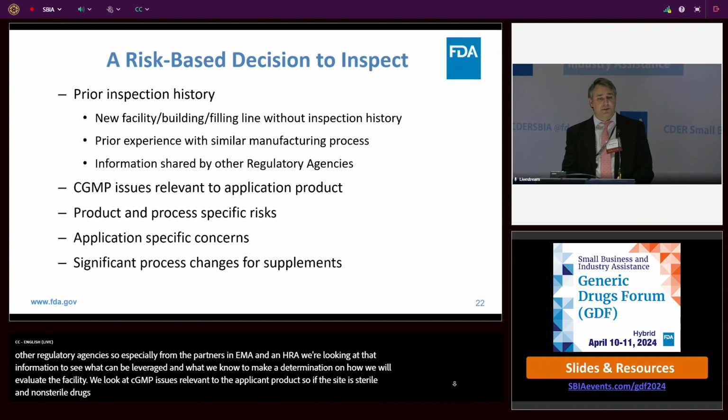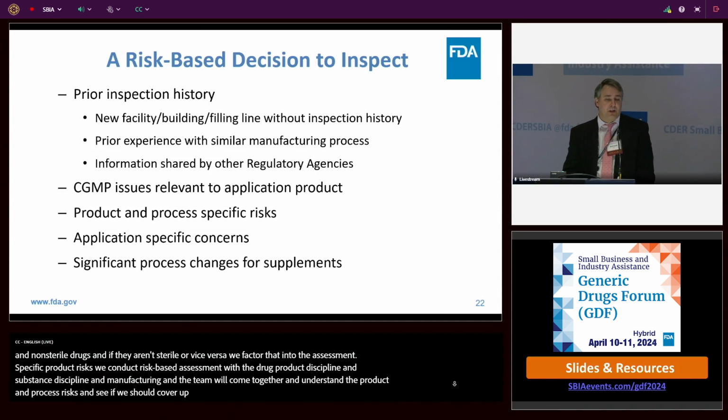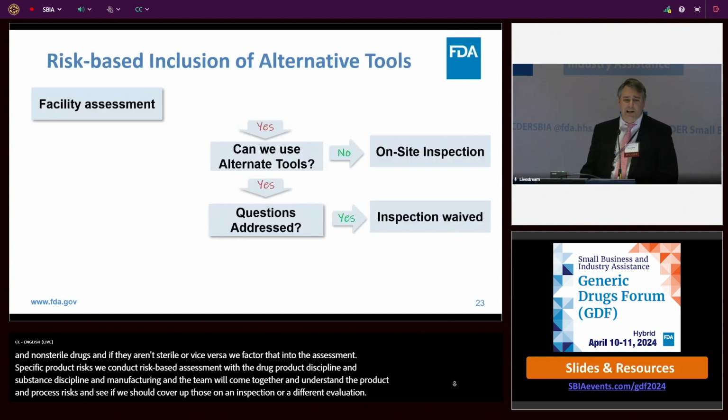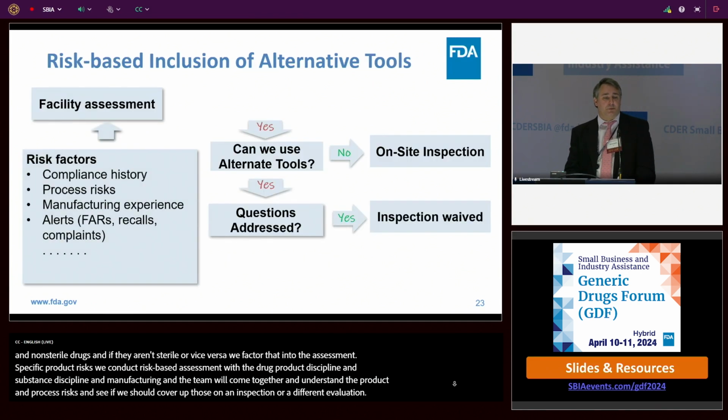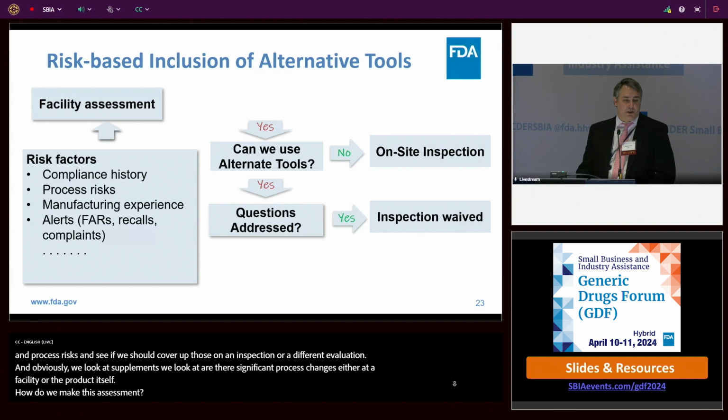Specific product and process risks: OPQ conducts a risk-based assessment with the drug product disciplines, the drug substance disciplines, and the manufacturing assessors, and the team will come together and understand the product and process risks and see if we should cover those on an inspection or through a different evaluation. And then obviously when we look at supplements, we're looking at whether there are significant process changes, either at a facility or for the product itself. So how do we make this assessment? We look at all the risk factors I just talked about.